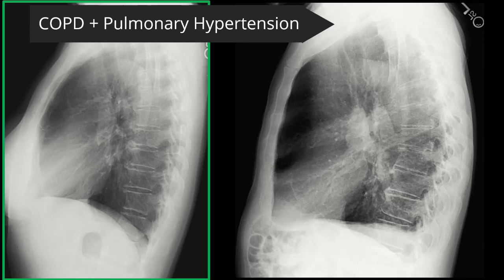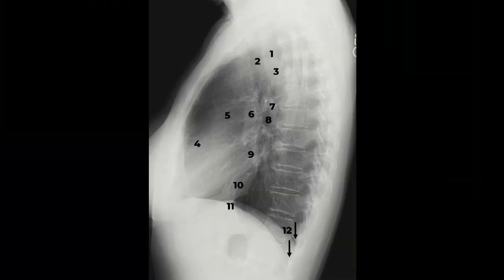So that hopefully is just enough to get you introduced to a few things that you should look for in looking at a lateral chest X-ray. Hopefully, you're much more comfortable identifying the structures indicated on this lateral radiograph now.